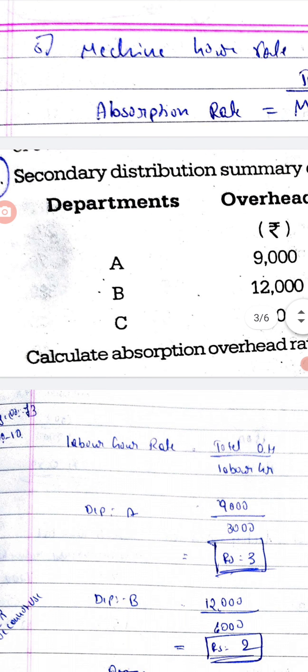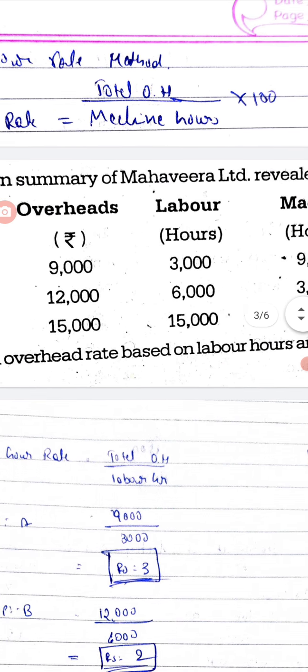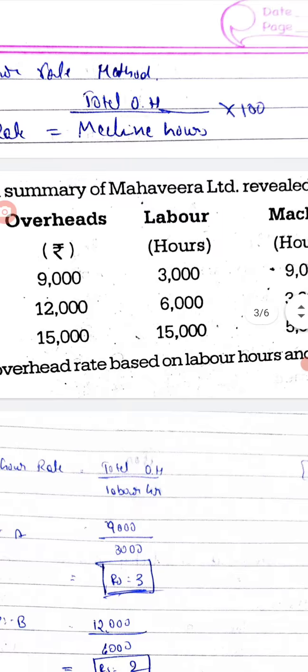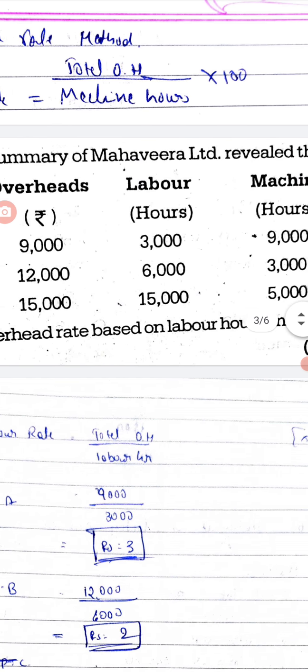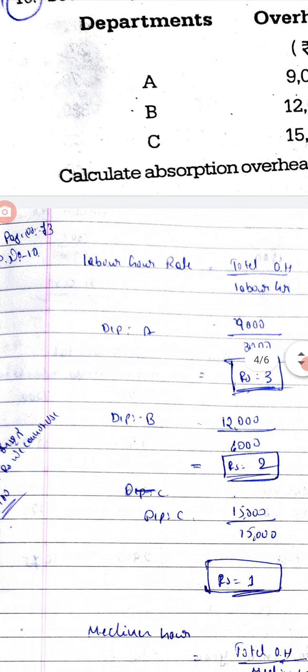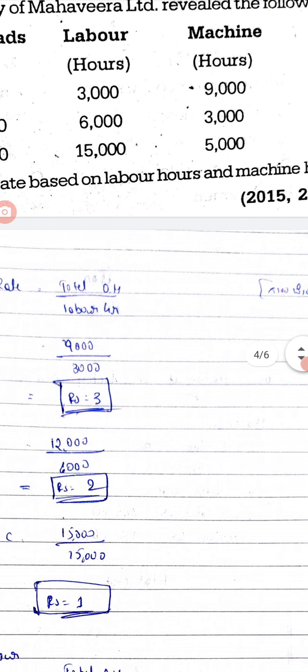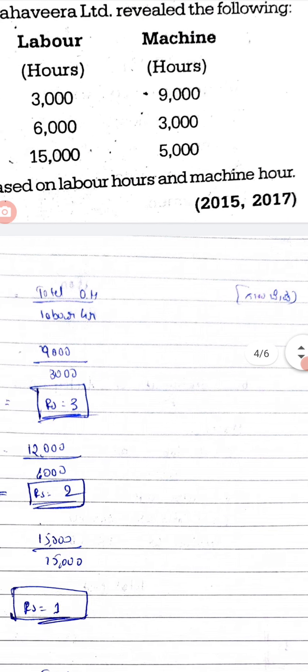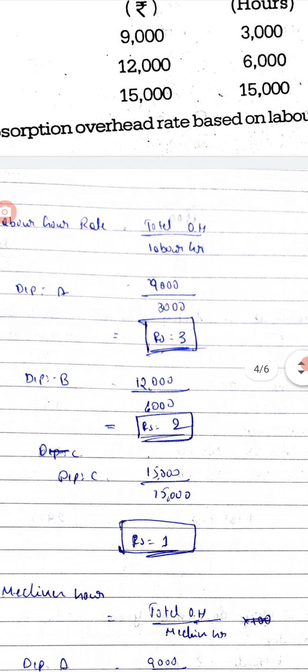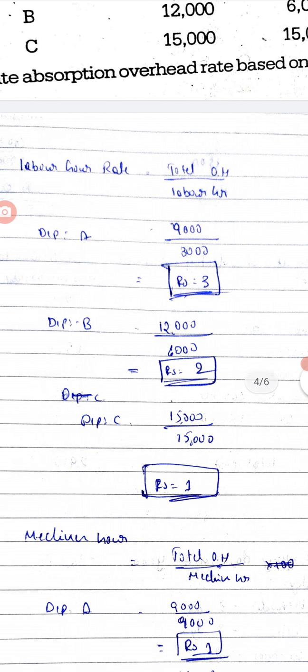Let us solve one 6-mark problem to understand and demonstrate how this particular problem can be solved through formulas. So secondary distribution summary of Mahavira Limited revealed the following. You have overheads given here, labor given here, and then machines given here for 3 departments. Calculate overhead absorption rate based on labor hours and machine hours. So it is labor hours and machine hours. So dear students, here straight away we have given for labor hour rate. So total overheads divided by labor hours into 100 for percentage, or directly you can write for direct figure.